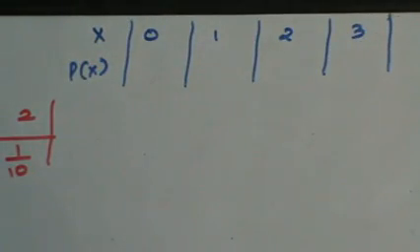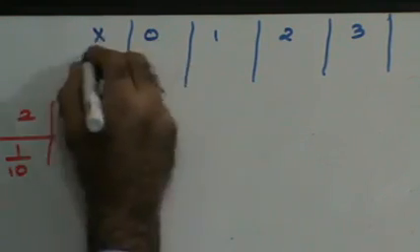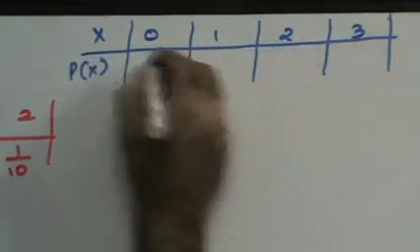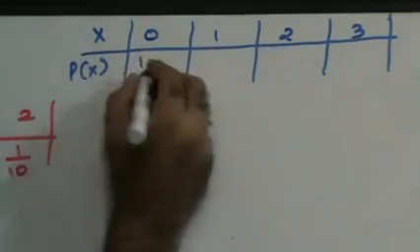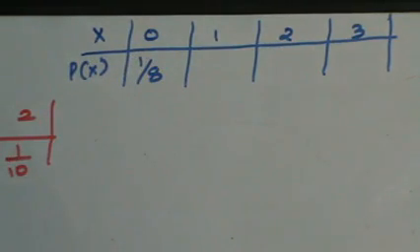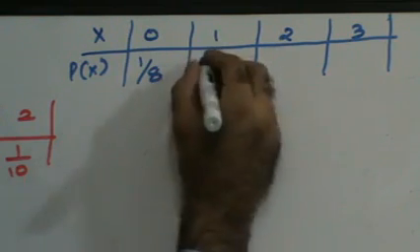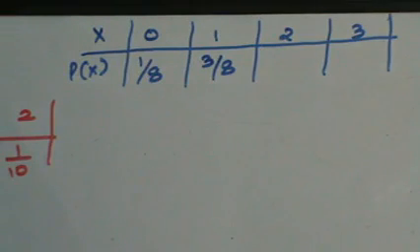Out of those 8 elements in the sample space, how many of them have got 0 number of tails? There is only one element, HHH. That is the only element in the sample space that has got 0 number of tails, out of the 8 elements. Now how many elements have got 1 tail? HHT, HTH and THH. There are 3 elements in the sample space which have got only 1 tail out of the 8 elements.